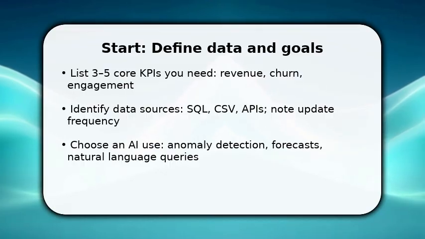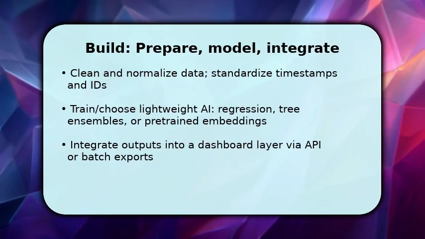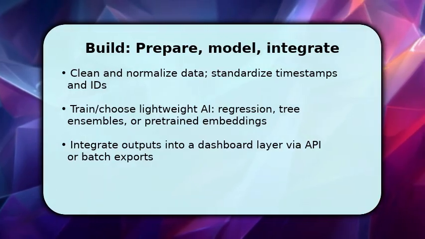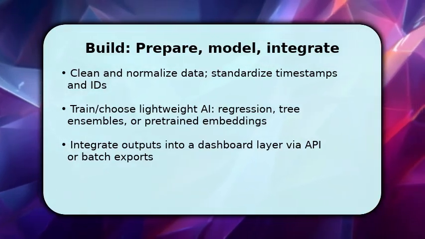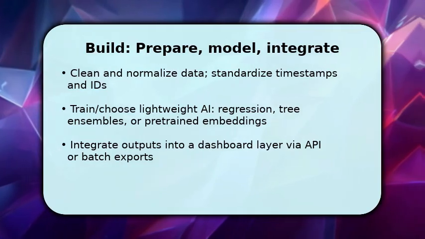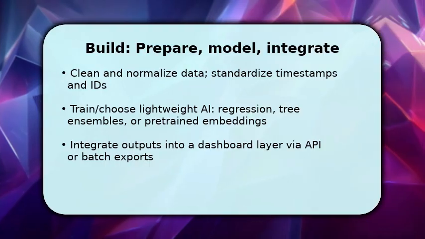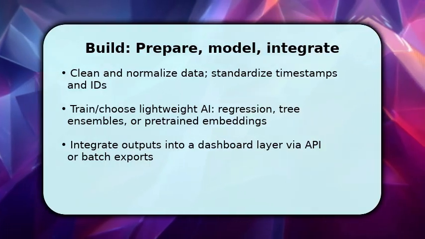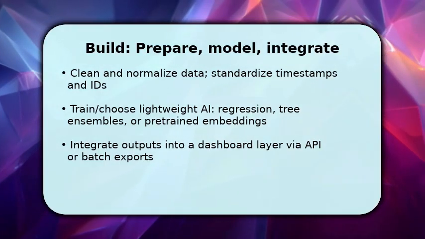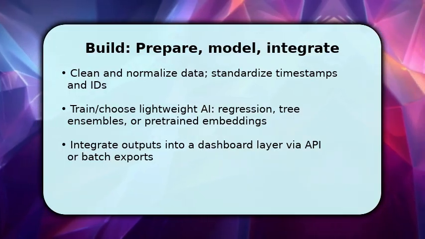Now you prepare and transform data so the AI sees consistent inputs, normalize timestamps, resolve ID, and impute missing values. Next, pick or train a model suited to the task, regression or tree ensembles for numeric forecasts, or embeddings for similarity and search, and validate with a holdout set.